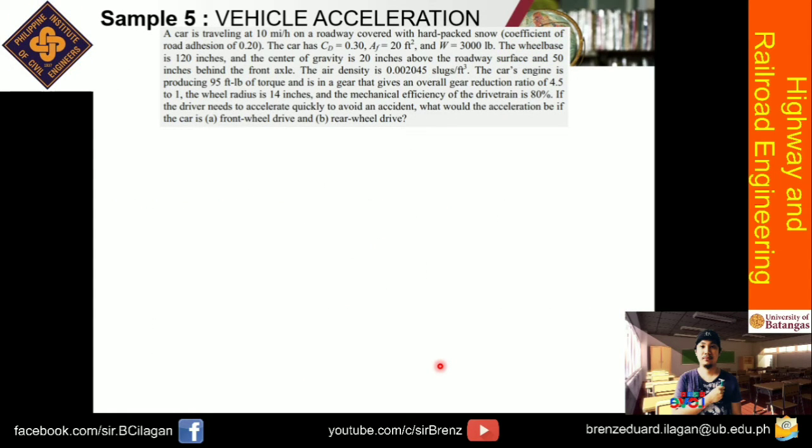So under the topic of vehicle acceleration, let's read the problem. A car is traveling at 10 miles per hour on a roadway covered with hard-packed snow. The coefficient of road adhesion is given as 0.2. The car has a C sub D of 0.3, A sub F equal to 20 feet squared, and the weight of the car is 3,000 pounds. The wheelbase is 120 inches and the center of gravity is 20 inches above the roadway surface and 50 inches behind the front axle. The air density is 0.002045 slugs per cubic foot.